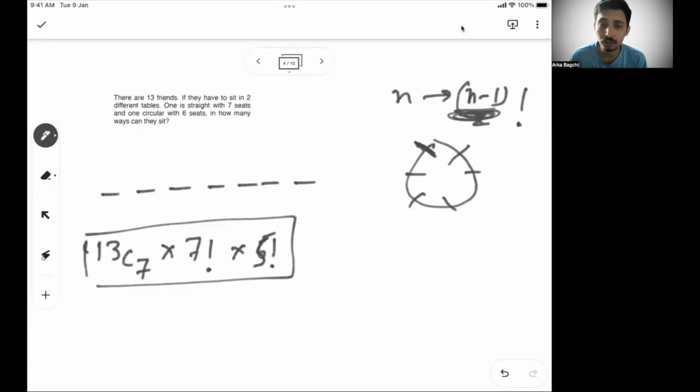And for each of those choices also, you have factorial 5 ways to arrange the 6 people going to the circular table. So I hope that is clear, and why multiplication is needed, that is also clear.